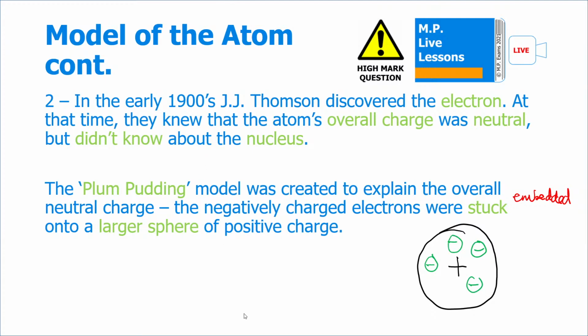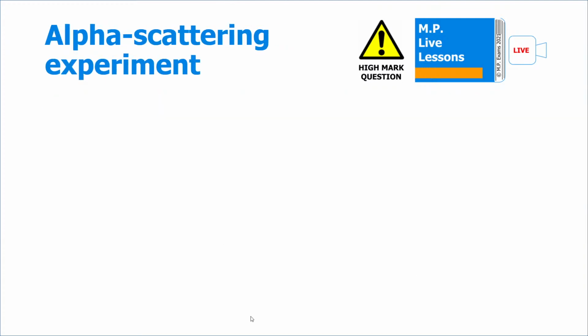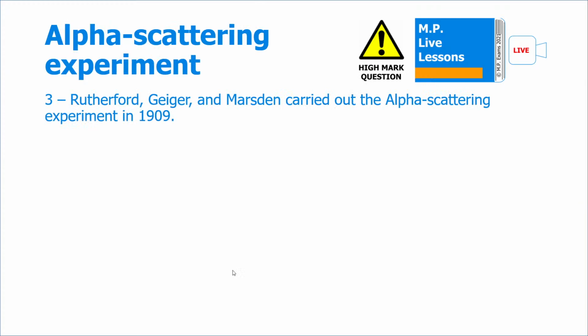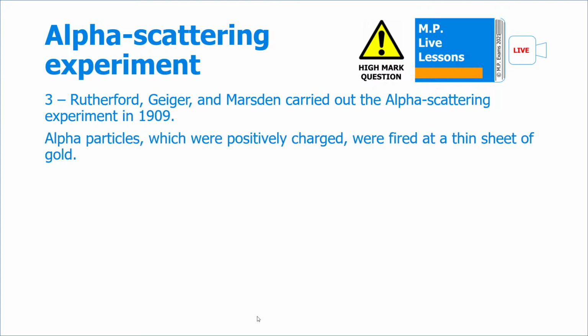Now, this scientist, J.J. Thomson, had some students called Rutherford, Geiger, and Marsden. They carried out the alpha scattering experiment in 1909, not long after. Now, alpha particles are positively charged. In fact, they're a helium nucleus, and if you look on the periodic table, they have 2 protons, so they have a charge of 2 plus.